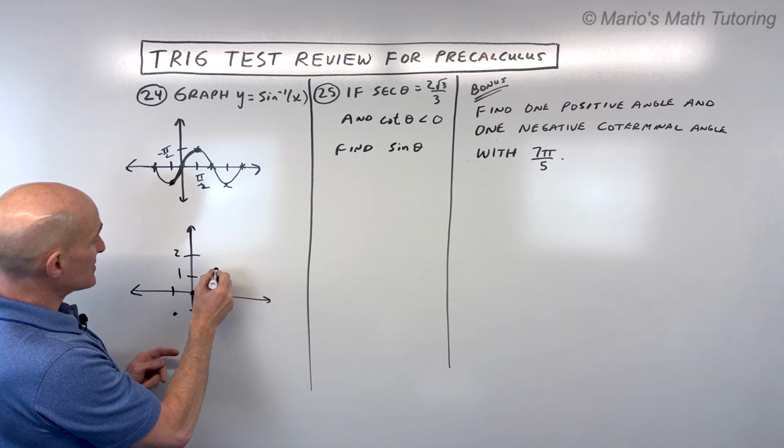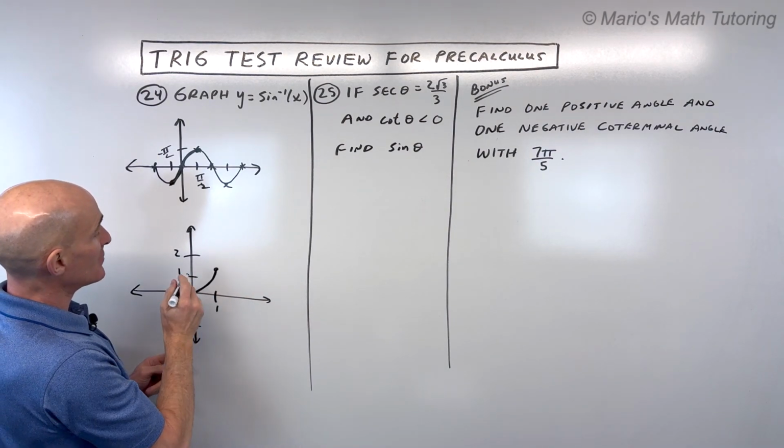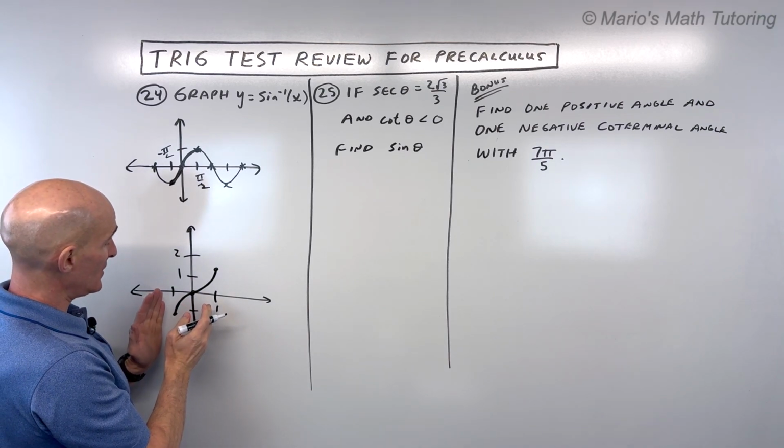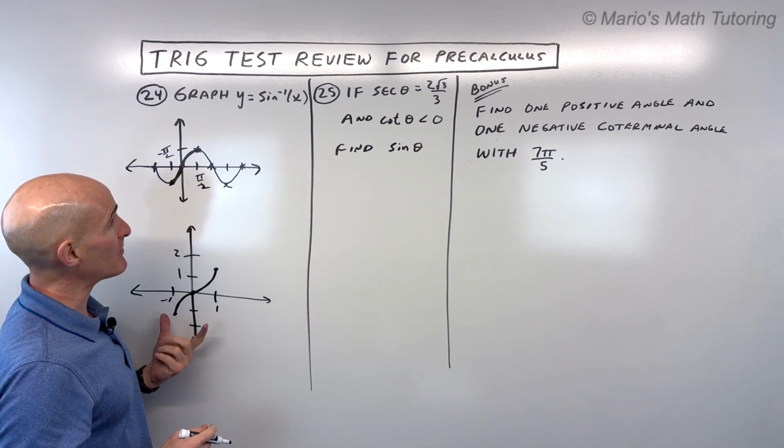And the graph's going to look something like this right here. So that's your sine inverse graph. It just goes between -1 and +1. You don't draw arrows, it doesn't continue. So it's just that piece right there.